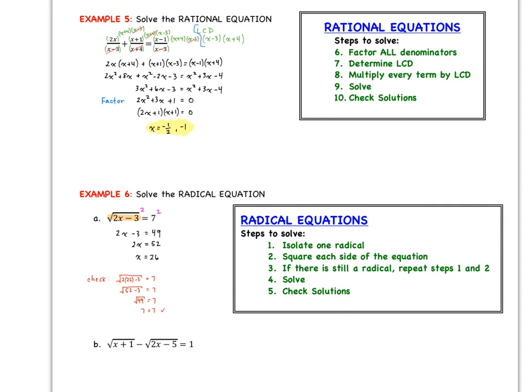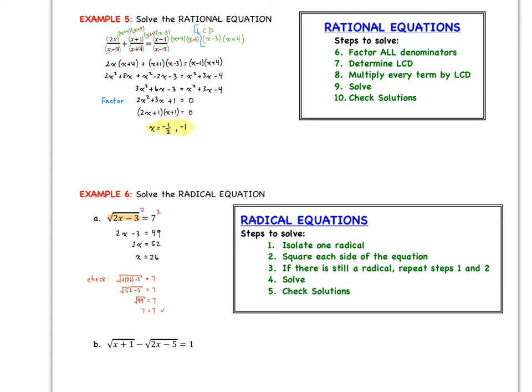Lastly, we have radical equations. So the steps to solve radical equations are again very similar to the square root method for quadratics. Okay, we have to isolate one of the radicals if there are multiple. All right, we square each side of the equation, and if there's still a radical, we want to repeat steps 1 and 2. Then we go ahead and we solve, and of course check our solutions.